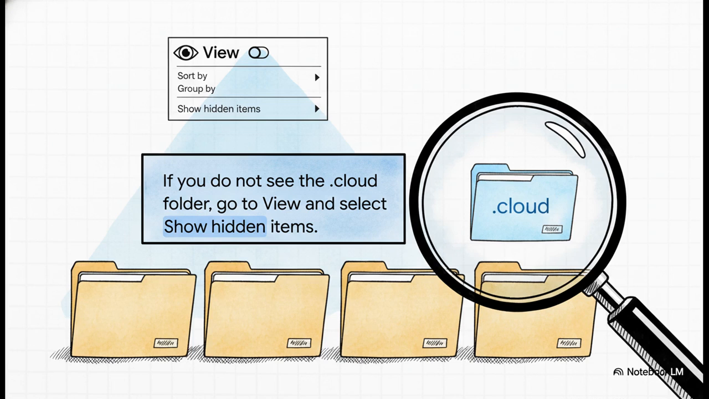Now, a quick pro tip here, because I know exactly how frustrating system files can be. If you get to your user folder and you cannot see that .claude folder, don't panic. It's just hidden by default by Windows. Simply navigate up to the View tab at the top of your File Explorer and check the box that says Show Hidden Items. The folder will magically appear, and you can just proceed with the setup.